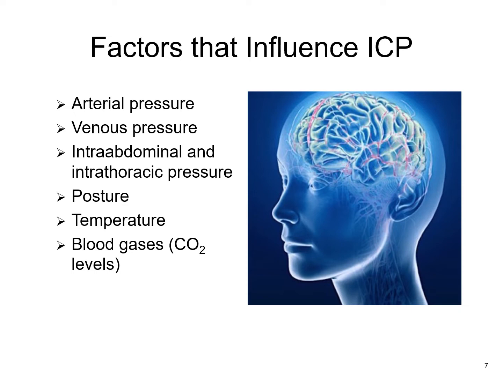Carbon dioxide, oxygen, and hydrogen ion concentration affect cerebral blood vessel tone. An increase in the partial pressure of dissolved CO2 in arterial blood relaxes smooth muscle, dilates cerebral vessels, decreases cerebrovascular resistance, and increases cerebral blood flow. A decrease in the partial pressure of CO2 constricts the cerebral vessels, increases cerebrovascular resistance, and decreases cerebral blood flow.